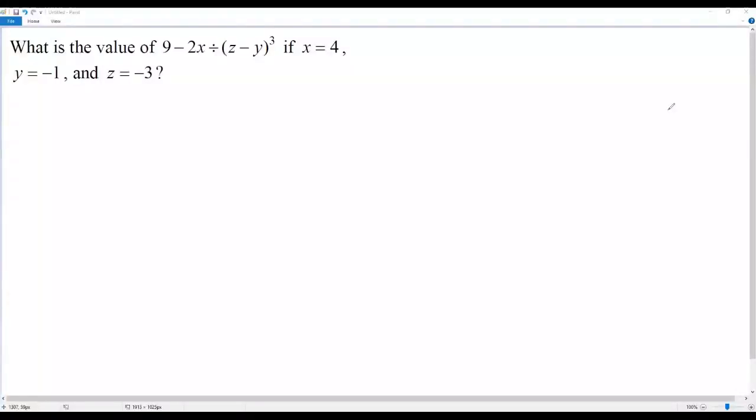Here we have a problem on evaluating expression. So here we have to evaluate this expression for the given values of x, y, and z. Now, the first step is that into the given expression, we have to plug in the values for x, y, and z.